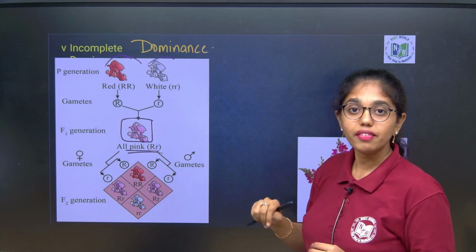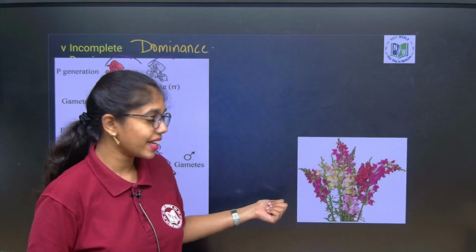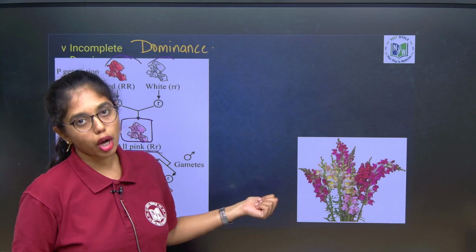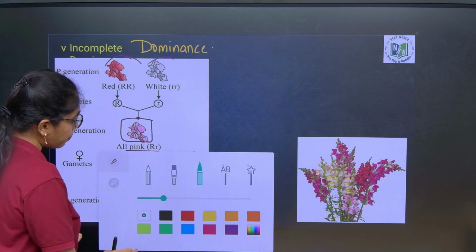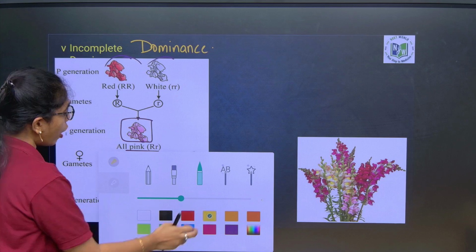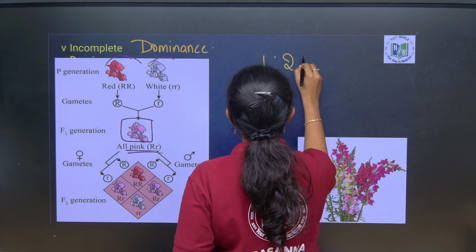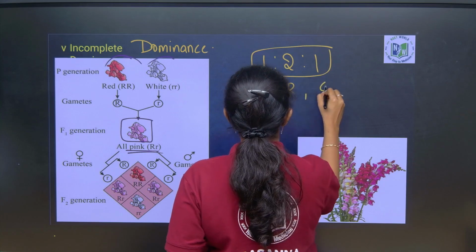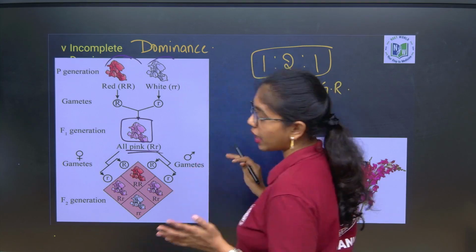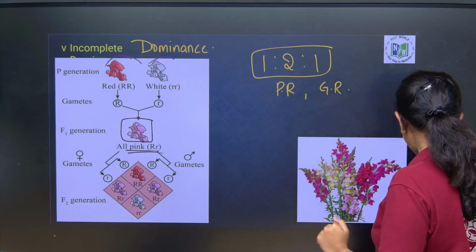This is observed in snapdragon, Antirrhinum, and the four o'clock plant. If you look into both the phenotypic and genotypic ratios of the F2 generation, it will be 1 red, 2 pink and 1 white. Both the phenotypic ratio and genotypic ratio are the same, that is 1:2:1 for the F2 generation. Keep that in your mind.